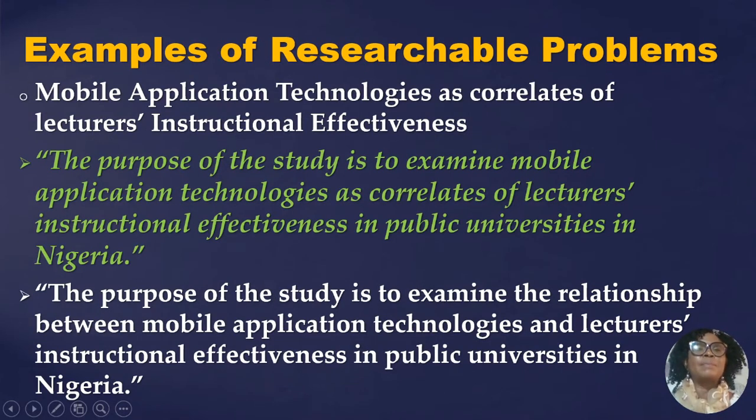Let us look at this example. Example of researchable problems: we want to look at mobile application technologies as correlates of lecturers' instructional effectiveness. Here, for you to turn this into a purpose, we say the purpose of this study is to examine or investigate mobile application technologies as correlates of lecturers' instructional effectiveness in public universities in Nigeria. And another way you can state the purpose.